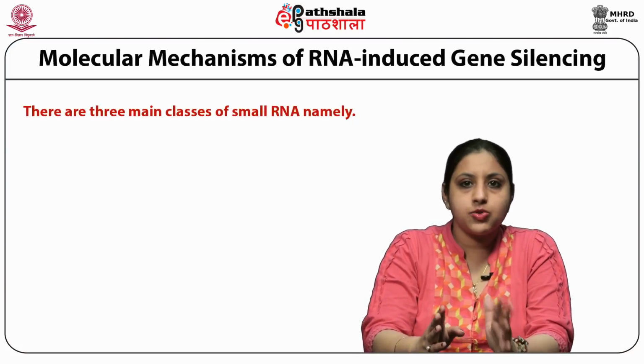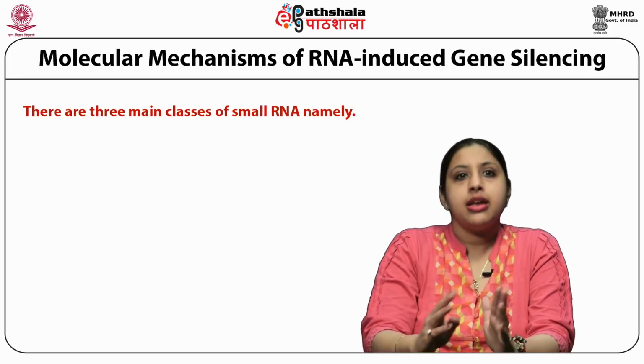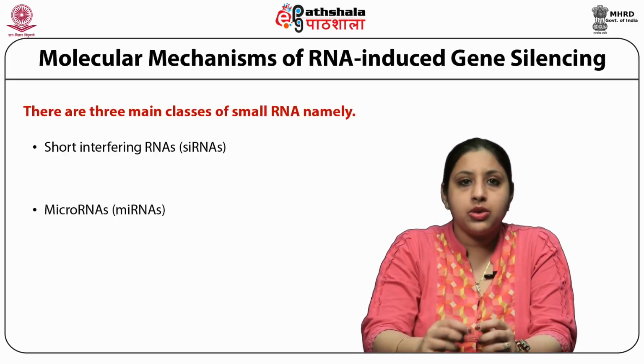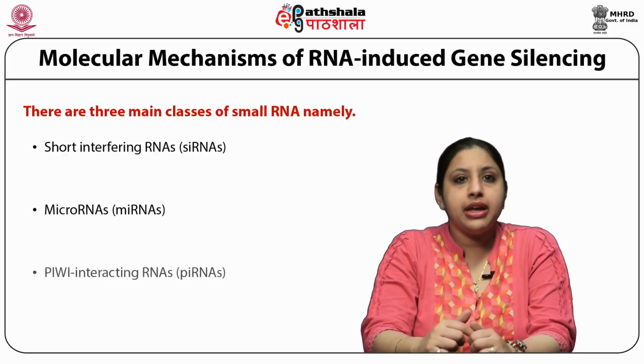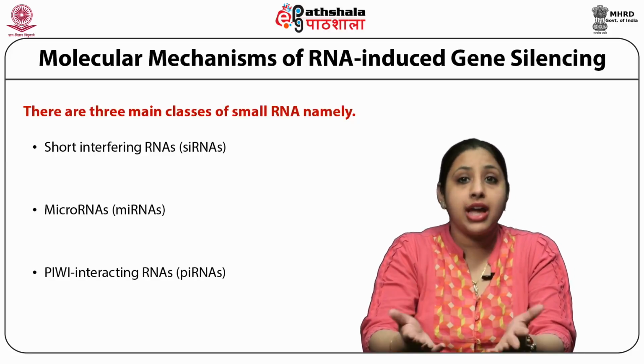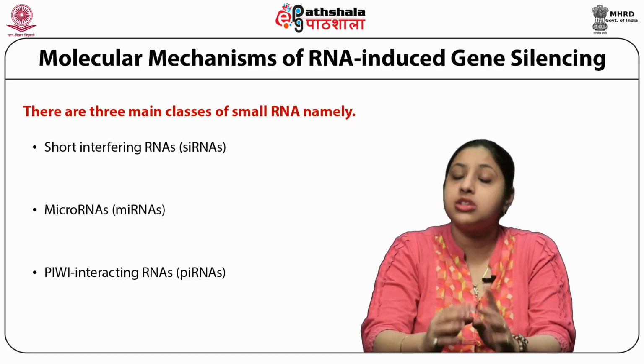Now coming on to the molecular mechanism of RNA-induced gene silencing, nature has evolved an efficient mechanism for gene silencing through the use of small 21 to 25 nucleotide long non-coding RNAs that are double-stranded and bind to the target RNAs in a sequence-specific manner. There are three main classes of small RNA, namely the short interfering RNAs, known as siRNAs, secondly the microRNAs, known as miRNAs, and thirdly the PIWI-interacting RNAs, known as piRNAs. Although these three RNAs arise from different sources, their mechanism of action is quite similar.